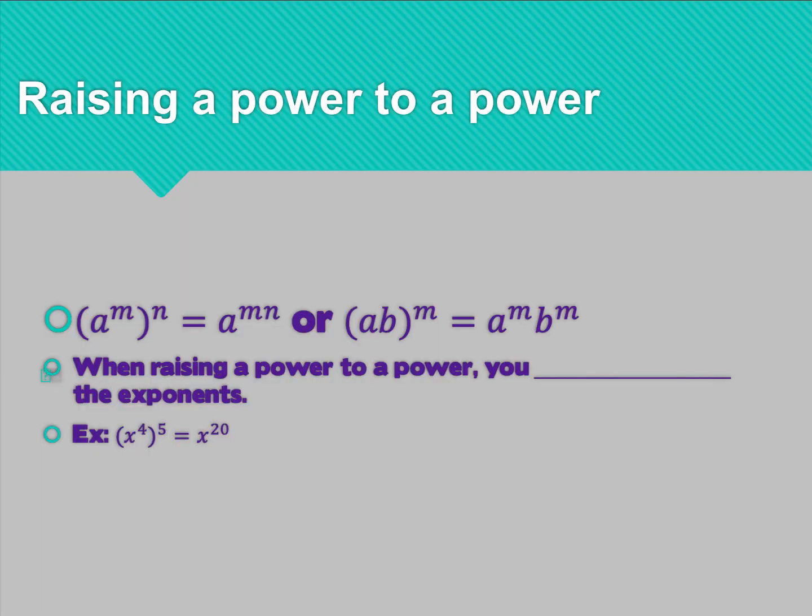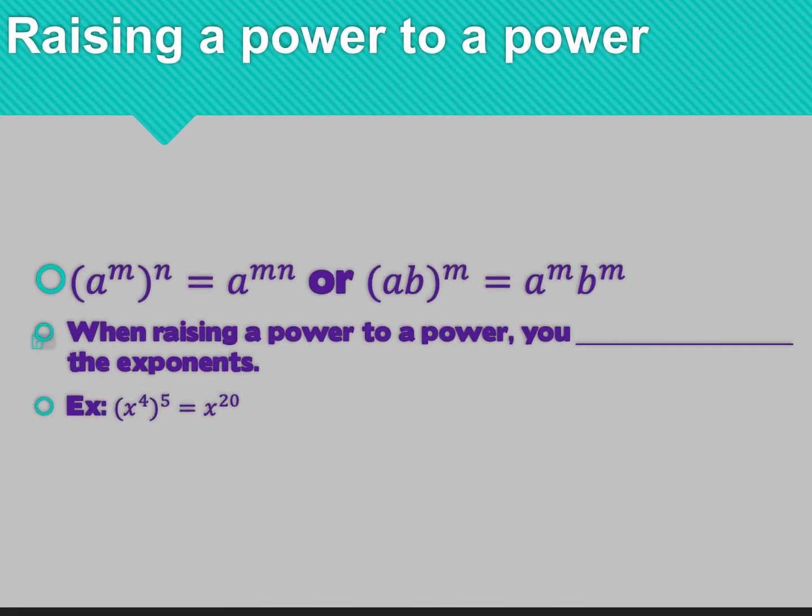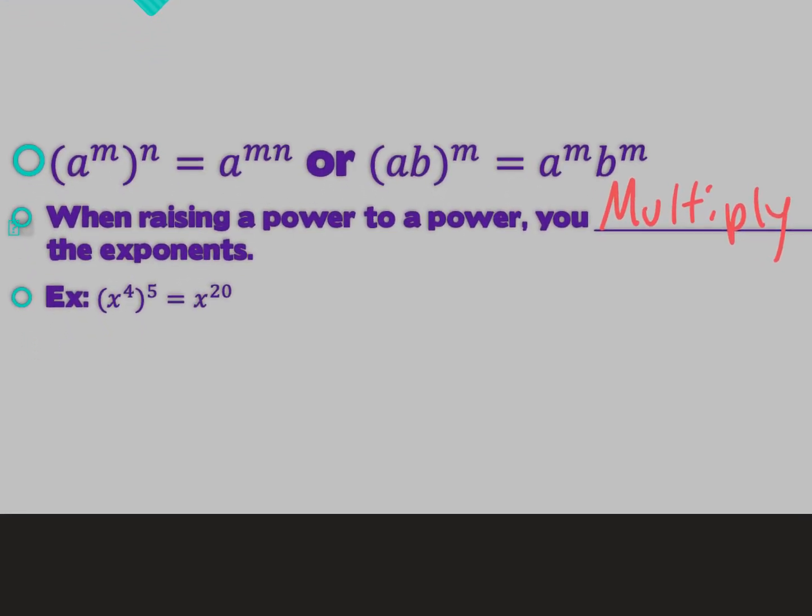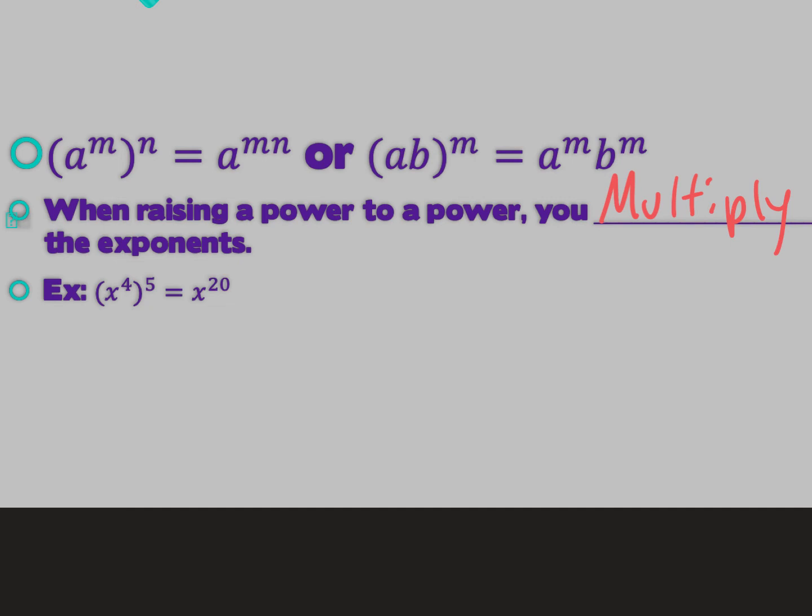But here we're raising a power to a power. So what would we do when we have a power raised to a power? We multiply. So when raising a power to a power, we multiply the exponents together. So it did an example for us. It says x to the 4th power to the 5th power. We multiply the exponent. So 4 times 5 is 20. So let's say I had x to the 3rd power to the 3rd power. What would this be? X to the 9th power, because I multiply the exponents together.